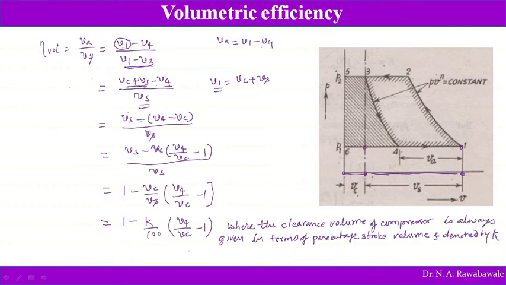So here this K is nothing but K is equal to Vc divided by Vs into 100. Therefore K divided by 100 is Vc divided by Vs. So we can write this as K divided by 100 is equal to Vc divided by Vs. So Vc divided by Vs is replaced by K divided by 100. This is volumetric efficiency.